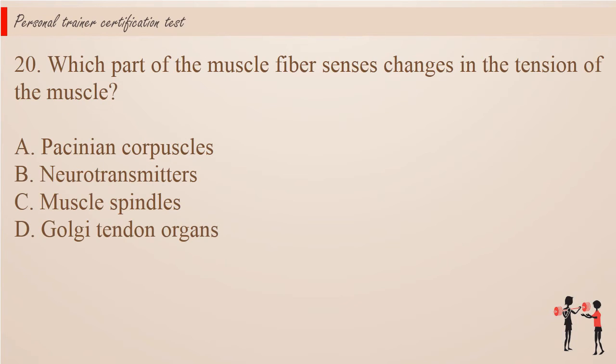Question 20. Which part of the muscle fiber senses changes in the tension of the muscle? A. Pacinian corpuscles. B. Neurotransmitters. C. Muscle spindles. D. Golgi tendon organs.